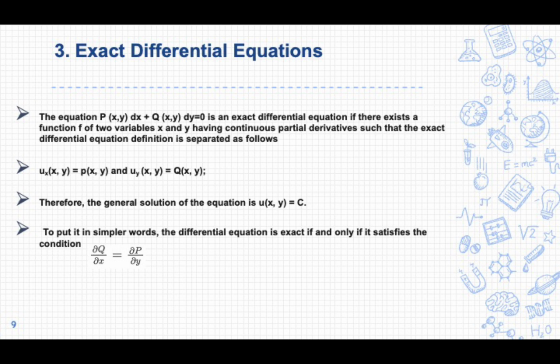Number 3 is the exact differential equation. It is an exact differential equation if there exists a function f of two variables x and y having continuous partial derivatives. In simpler words, the differential equation is exact if and only if it satisfies the condition: partial Q divided by partial x equals partial P divided by partial y.